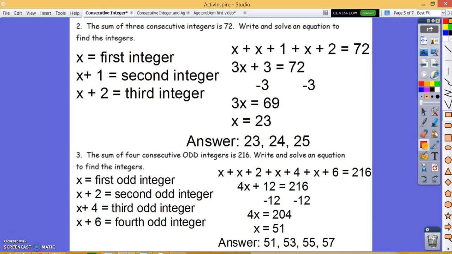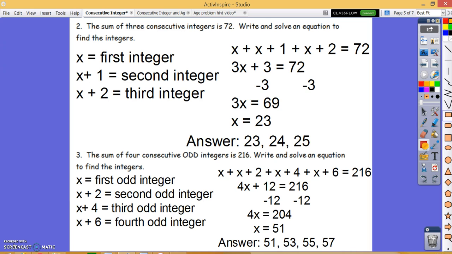Hi guys. Right now we are going to review the answers that we did not go over on last night's flipped video. So go ahead and look at number 2. It says the sum of 3 consecutive integers is 72. Write and solve an equation to find the integers.